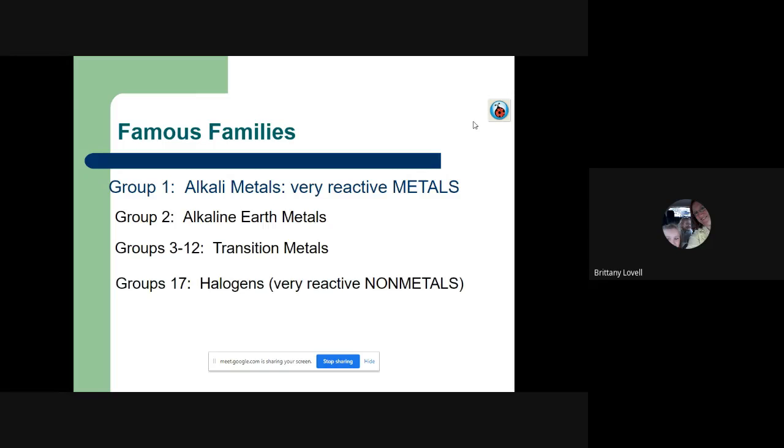All right, group 18. Here's another famous family. These are your noble gases, your unreactive nonmetals. Okay, and these are the ones that you hear about, like helium.